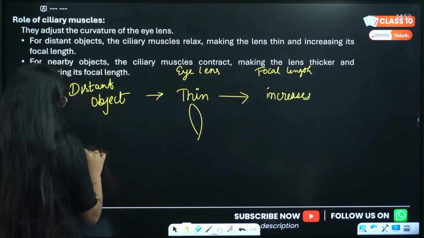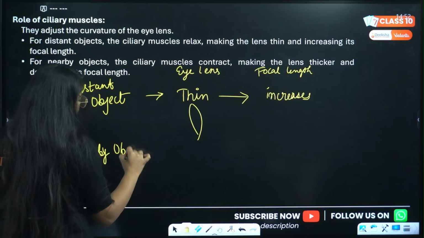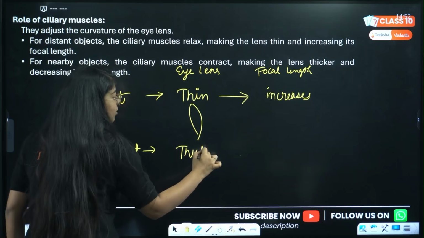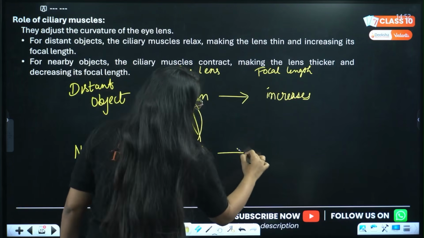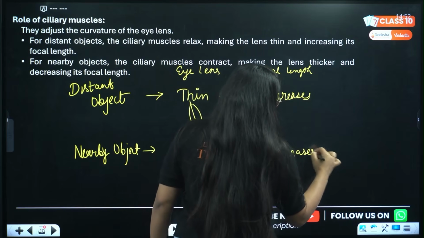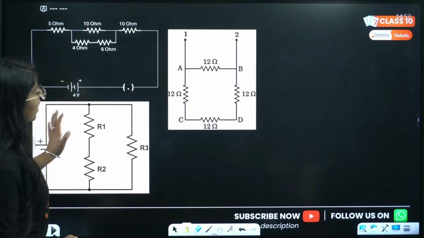Then for nearby objects, the eye lens becomes thick, something like this, right? And the focal length decreases. That is it. Okay, next we have resistance.